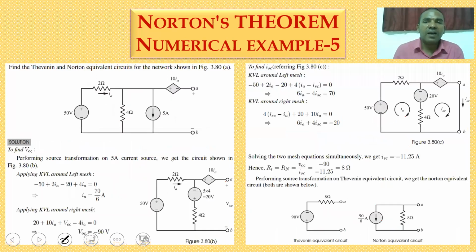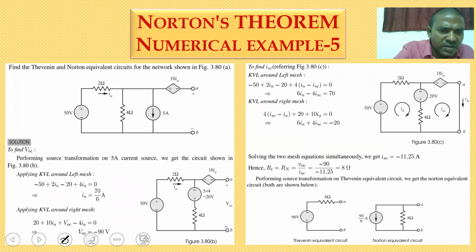So coming to another example. Here two independent sources are there, and one dependent source is there: a 50 volt voltage source, a 5 ampere current source, and the dependent source is 10 times IA. So it is a current controlled voltage source. I am going for the Norton's equivalent circuit and Thevenin's equivalent circuit using the given circuit.